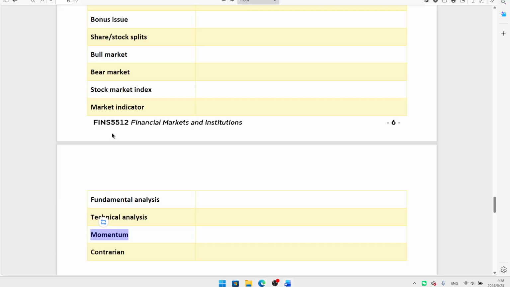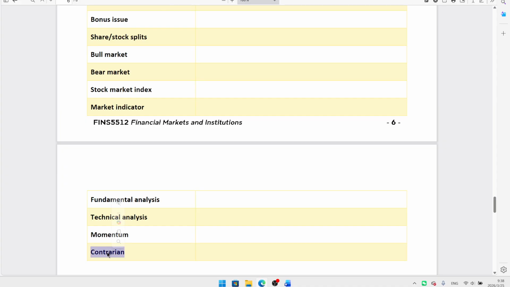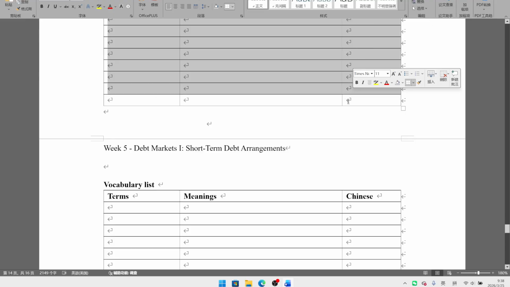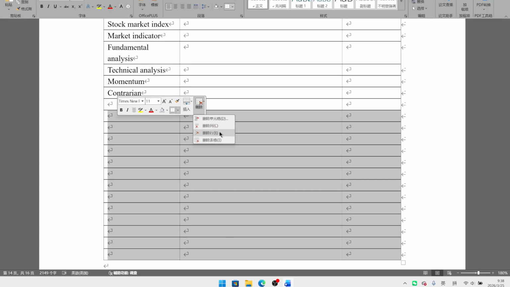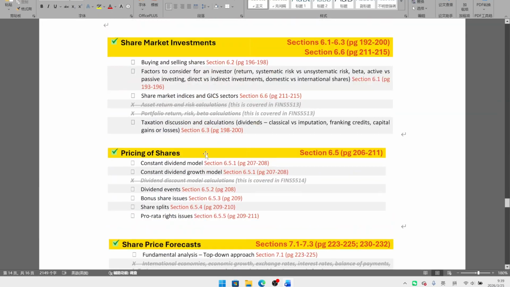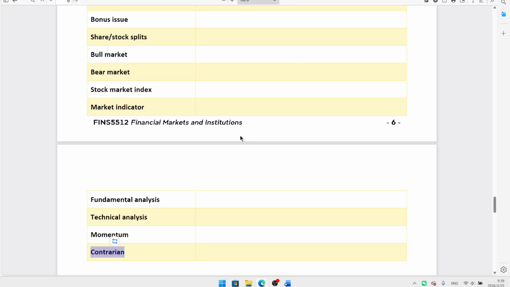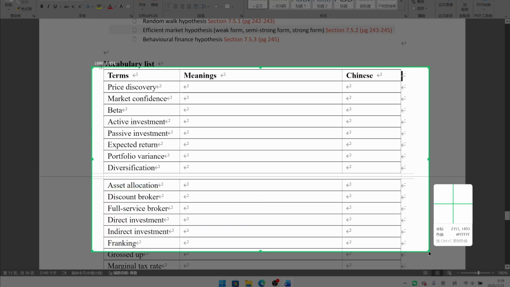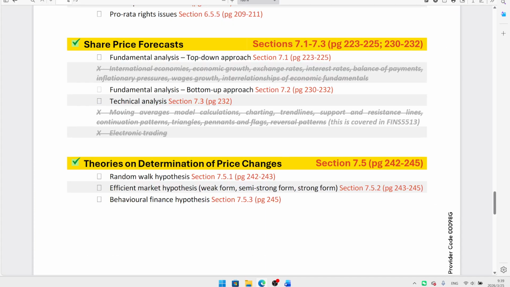Momentum. Constraint. Okay, just delete them. Sorry for that. Note that I changed to the Chinese version here, I don't know why. These days there was an urgent update of Microsoft Voice, and then it went to the Chinese version. I don't know why. Maybe I can change it back later.